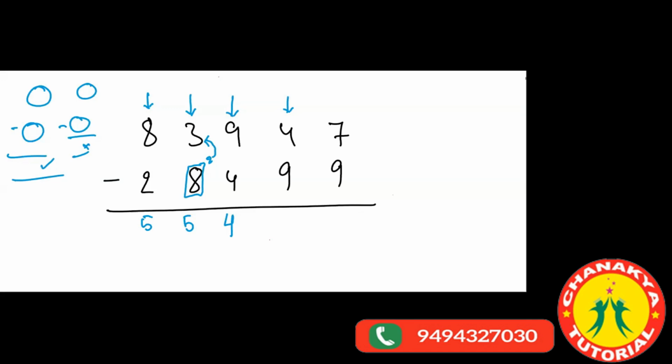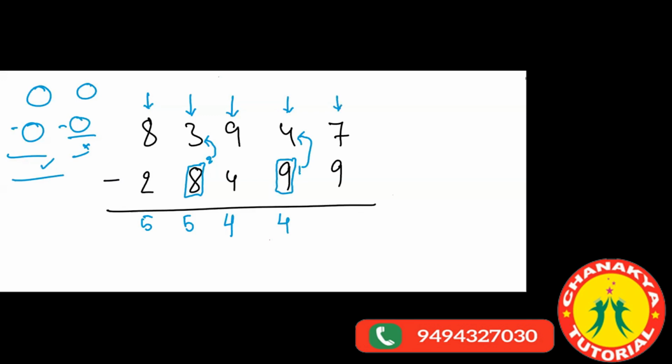We need to add the complement of 9. The complement of 9 is 1. Add that 1 to this number. How much? 5. Do I need to write 5 or 4? 4. Yes, again 4 because the next place is mismatch.